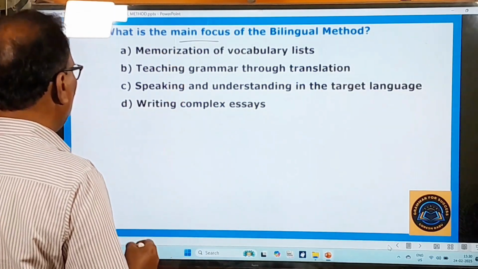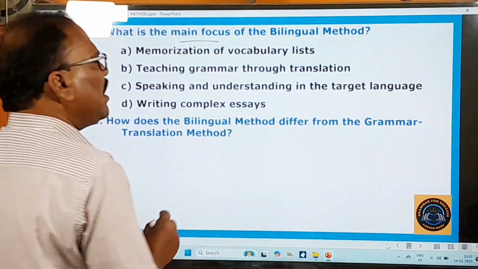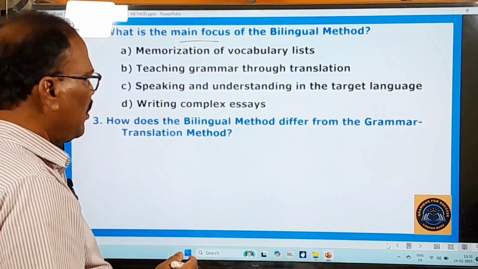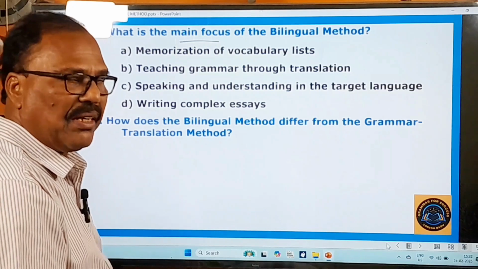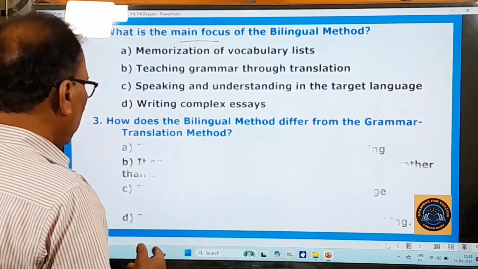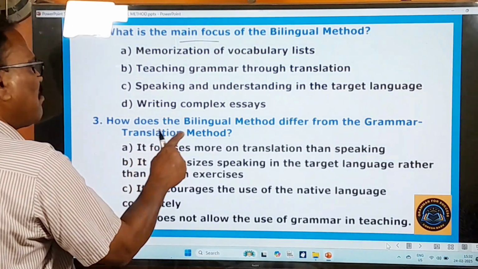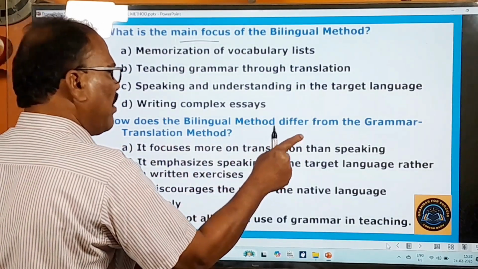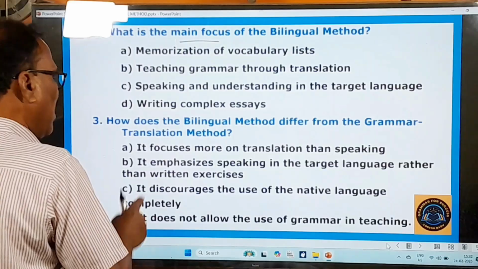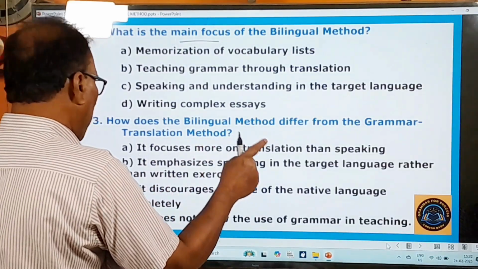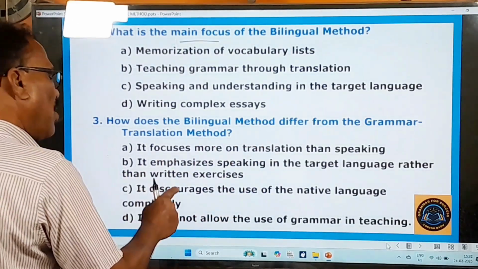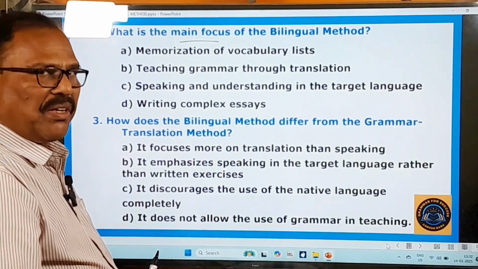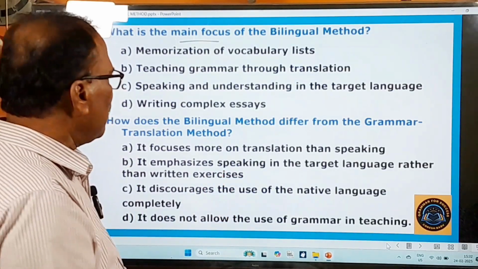Now you move on to the third question. How does the bilingual method differ from the grammar translation method? You know that very well. And in the video I have dealt with this point also very clearly. You have learned that. Now you can easily tick the right option. It focuses more on translation than speaking. It emphasizes speaking in the target language rather than written exercises. It discourages the use of the native language completely. It does not allow the use of grammar in teaching. So these are the four options. You know the right one. Now let's move on to other questions.